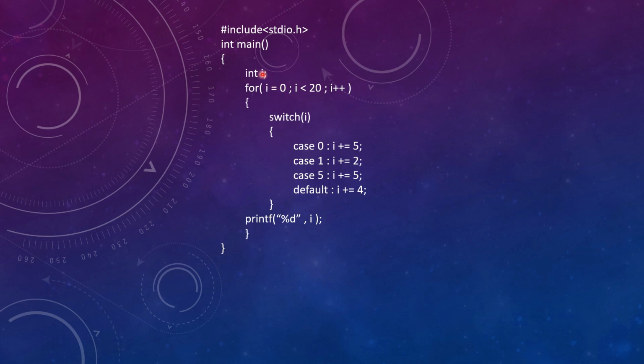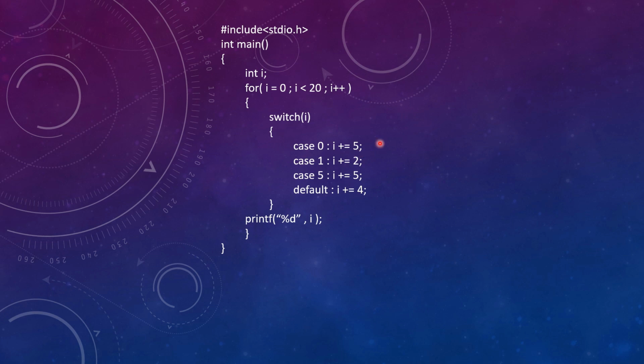So first of all the control will come here, and we will execute i equals 0, meaning i will be initialized with 0. Then we check the condition whether i is less than 20 or not. Yes, 0 is less than 20, so we come inside the for loop. Then this i, which is 0, is passed to the switch case, and case 0 will be executed.